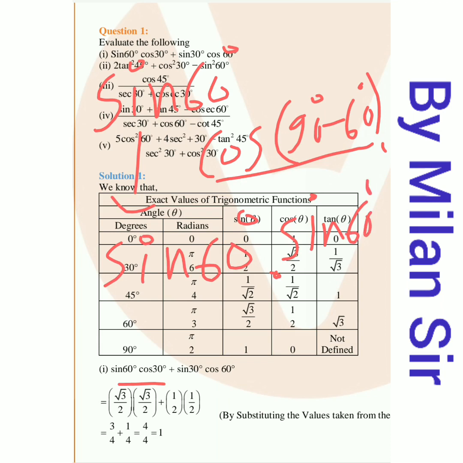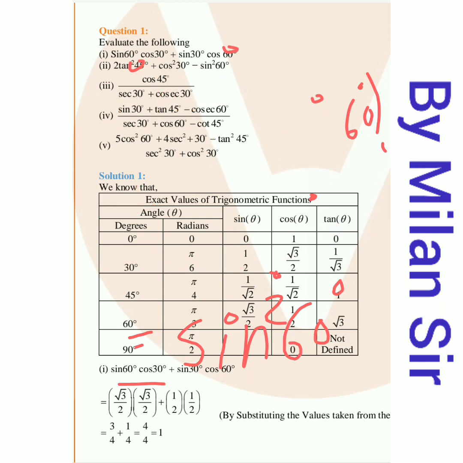Now sin 60 into sin 60, so I can write sin square 60. So this is the answer of our first term. Now solve the second term. It is plus sin 30 into cos 60. Right, now we convert all the functions in terms of angle 60.